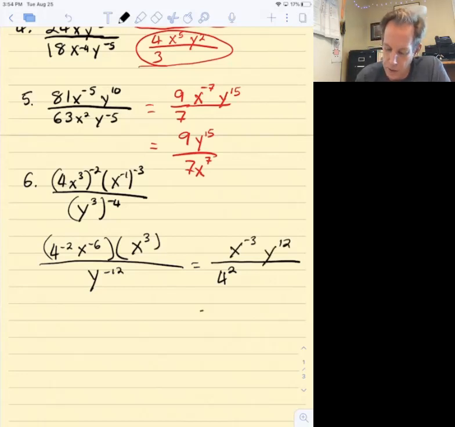And so the only thing left on this particular problem is I need to move the x to the -3 to the denominator. We can go ahead and now calculate 4 squared, which is 16, and then the y to the power of 12 is in the numerator. And that's it. That's our answer for that one.